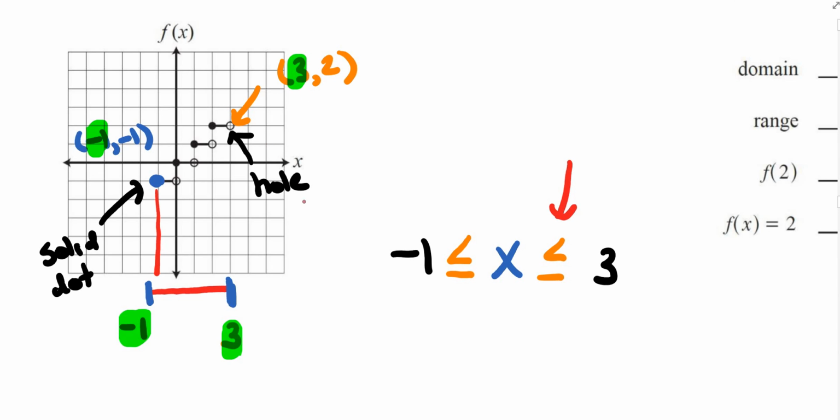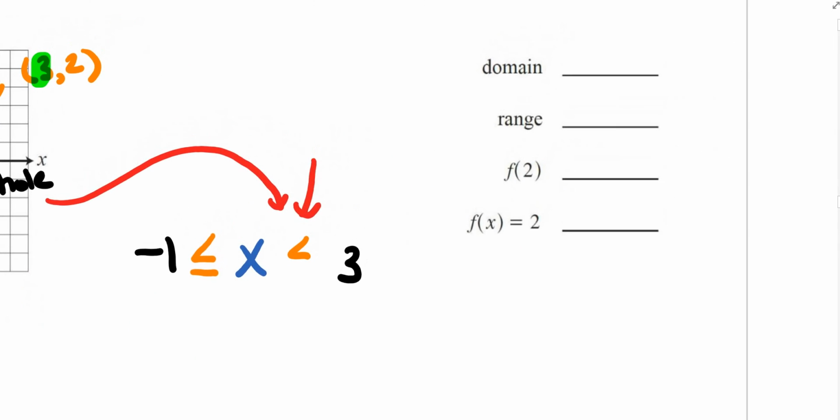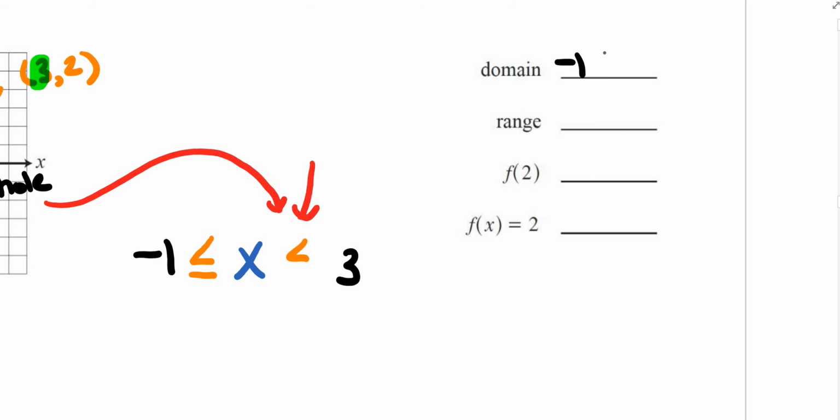So since there's a hole at 3, what we do is with this equal sign there, we just simply get rid of it, because it doesn't actually equal 3. It gets pretty close to 3, but not including 3. So we don't have the underlined symbol there on the x value of 3. So my domain for this graph is going to be -1 ≤ x < 3.